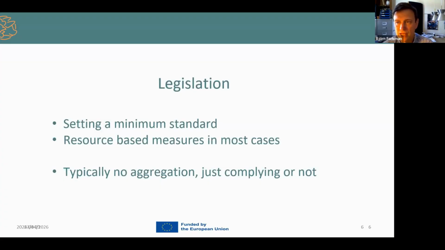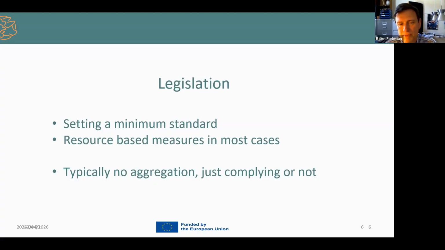In legislation and certification, what you typically do is set a minimum standard. So you're saying no animal or no farm should be below this standard. In assessment, you can say, well, it may be that you're complying with the legislation, but what we're looking for is an even better farm. Or you are complying with the certification scheme, and we want you to be even better. And you have the possibility of having a value that is higher than the minimum standard.